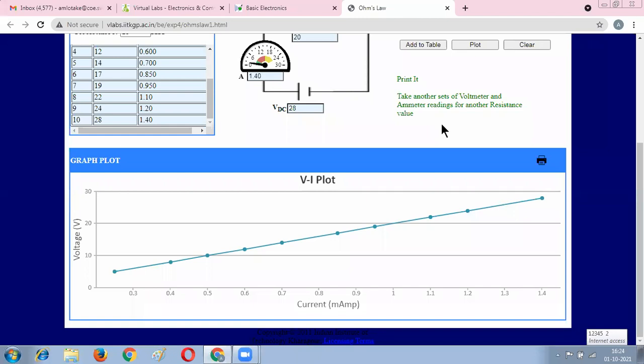That will be nothing but a straight line. So V is directly proportional to the current, that is, V is equal to I into R, where the resistance is constant. Clear with this? Okay with this experiment?